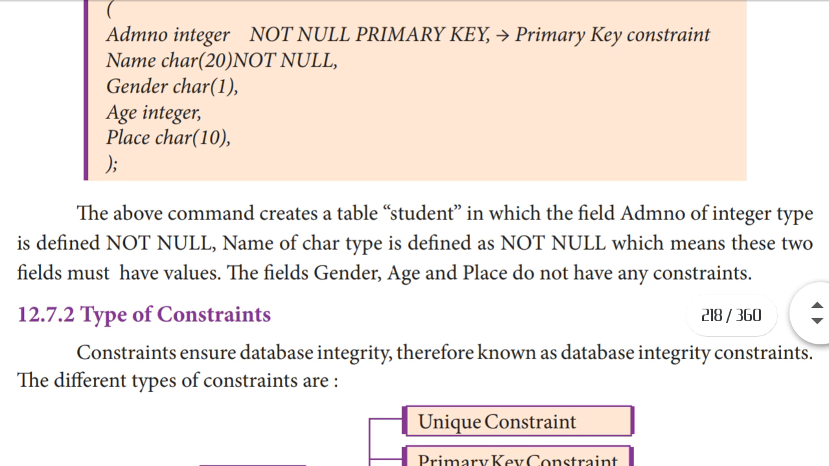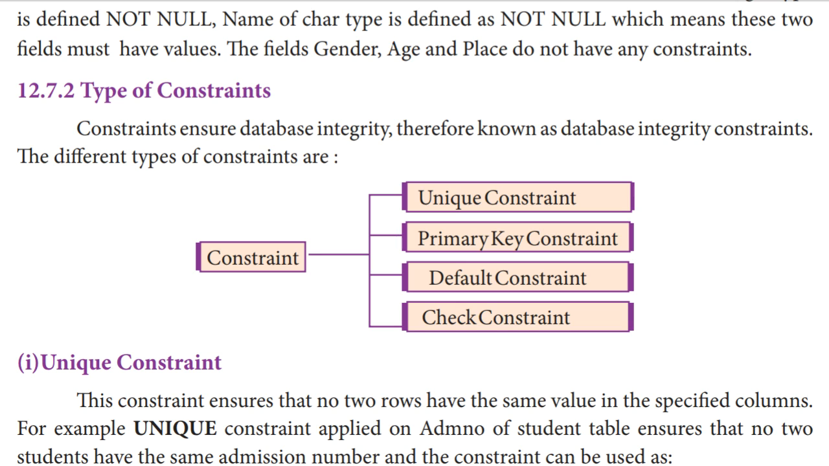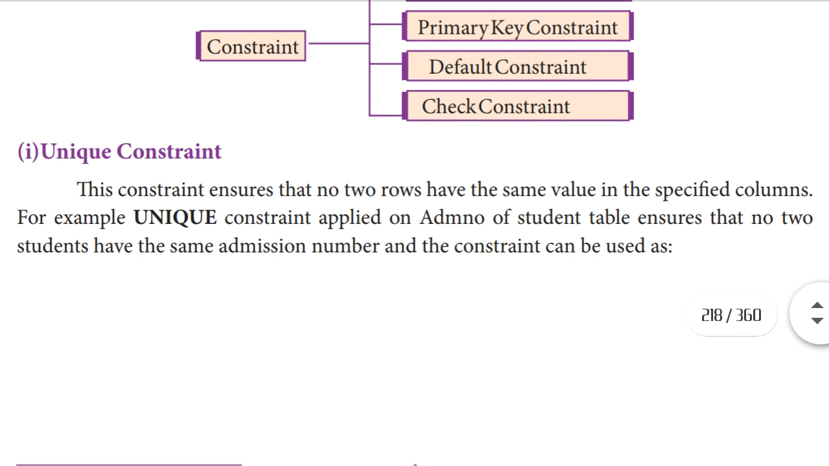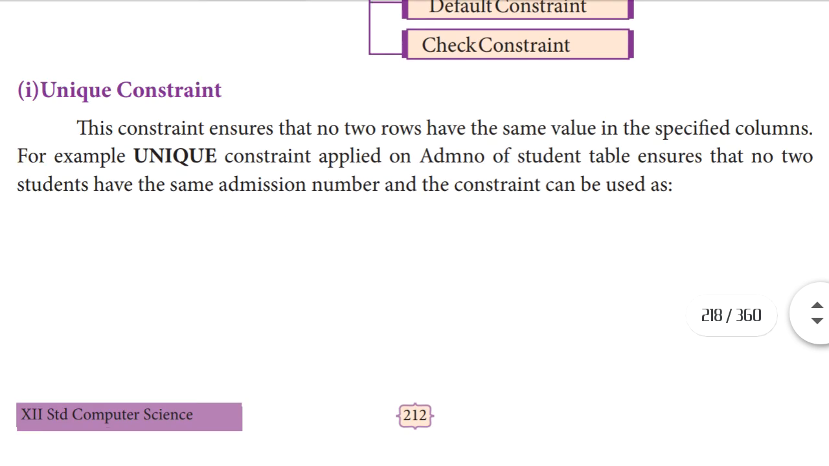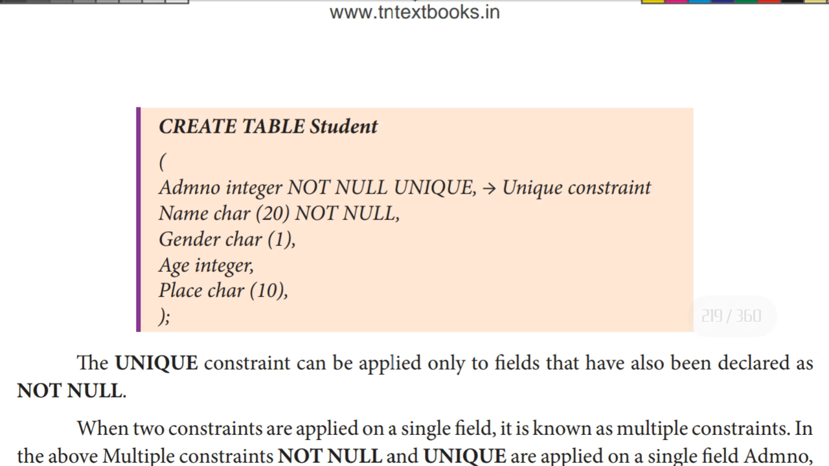Next we are going to see the types of constraints. We have different types of constraints: unique constraint, primary key constraint, default constraint, check constraint. First we are going to see the unique constraint. This constraint ensures that no two rows have the same value in the specified columns. For example, a unique constraint applied on admission number of the student table ensures that no two students have the same admission number, and the constraint can be used as: create table student, admission number not null unique.